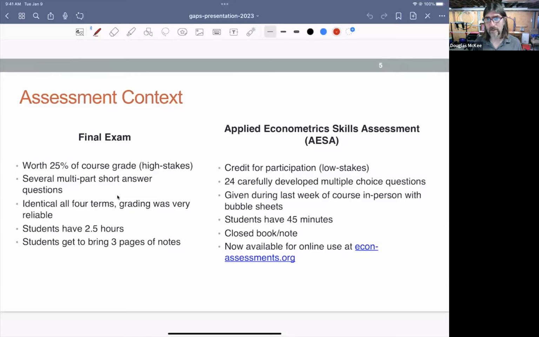It's in person, bubble sheets. Students have 45 minutes, closed book, closed notes. And if anyone wants to look at the questions or see what the learning goals are that the test evaluates, they can go to econassessments.org, and anybody can actually set up an online version of this test for their students if they want to. And it's all automated, and they'll get reports generated when your students are done with the test. So that's the other measure. These are the 2 measures we're going to use at the end of the term to test learning. All right.